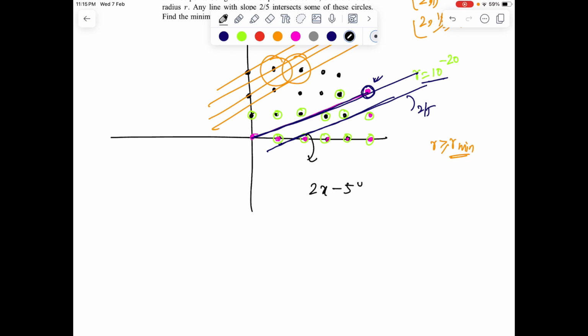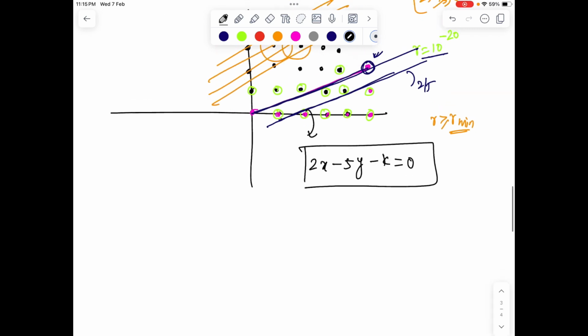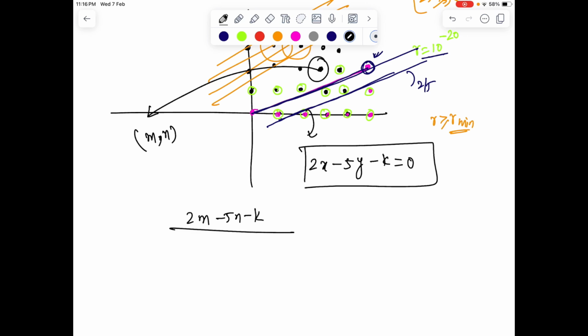And here we go. We can start again in JEE style. Let's write a general equation of any line having slope 2 by 5, which is 2x minus 5y plus or minus k. So here k is a constant. I have to use minus k maybe for the sake of simplicity of calculation. Now, let's say this line cuts the circle with radius r, and let's say the center of a random circle at a lattice point is (m, n). So what will be the distance? The distance of the center from this line is |2m minus 5n minus k| over root of 2 square plus minus 5 square.